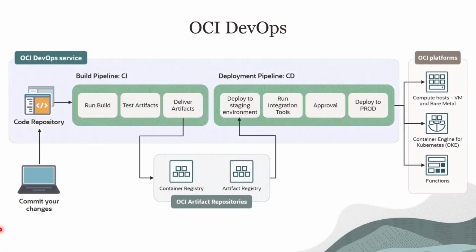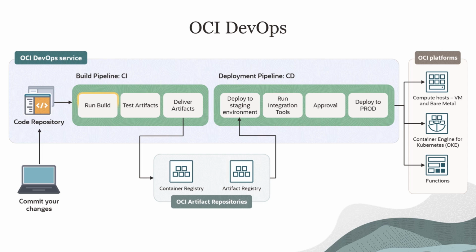This diagram best represents the OCI DevOps workflow, right from committing the code changes till its deployment on the live servers. The heart of the workflow is the build and the deployment pipelines within the continuous integration and continuous deployment.